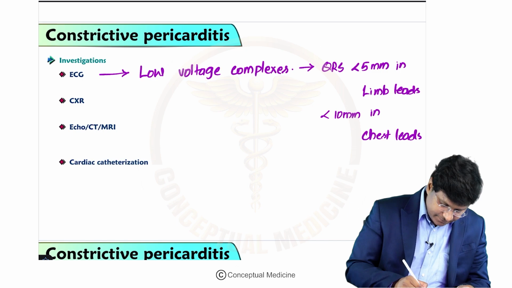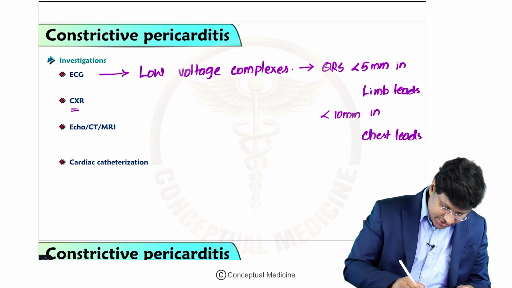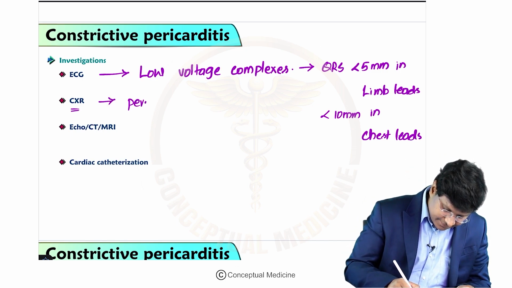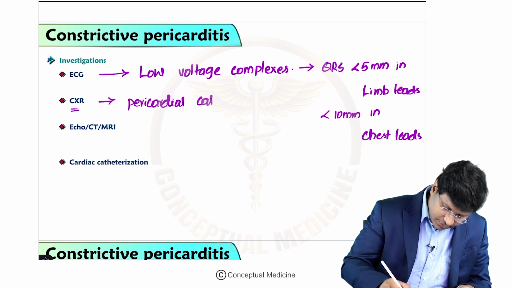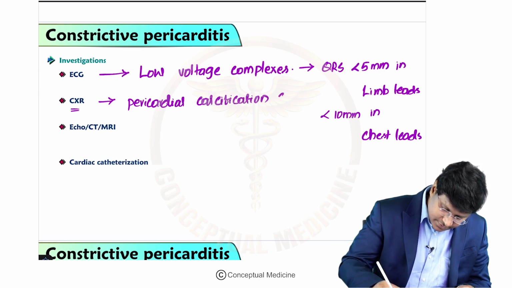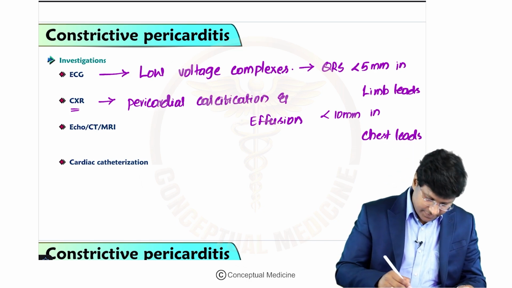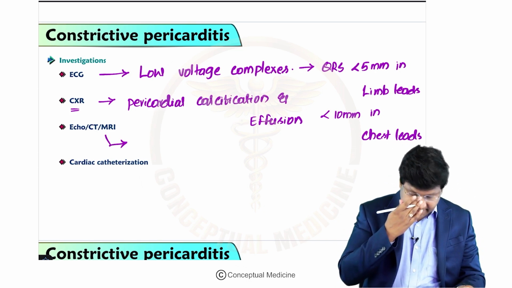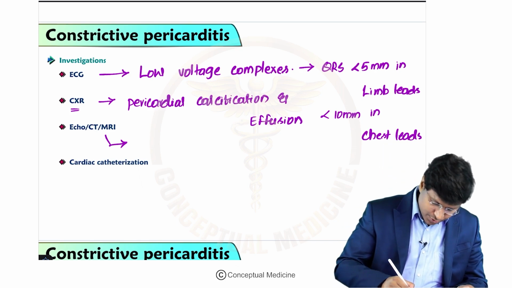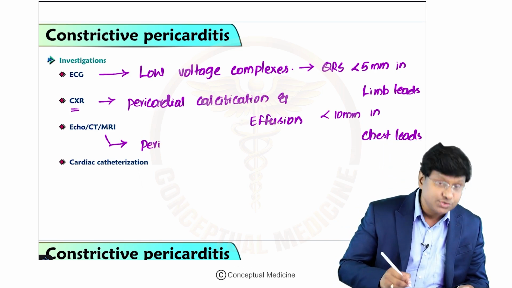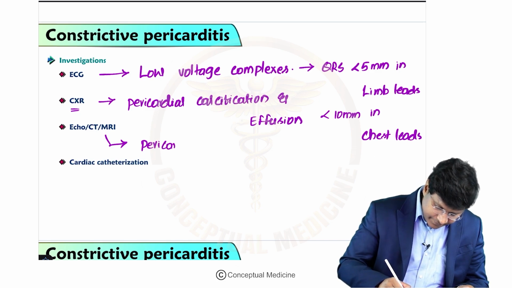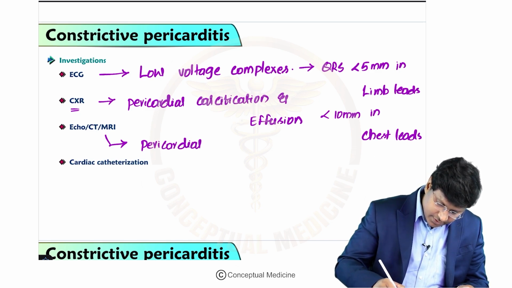Now, what does the chest X-ray show? Chest X-ray shows the presence of pericardial calcification and development of effusions. And echo, CT or MRI will show the presence of pericardial thickening.